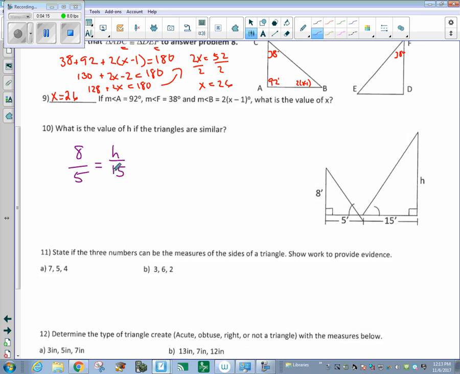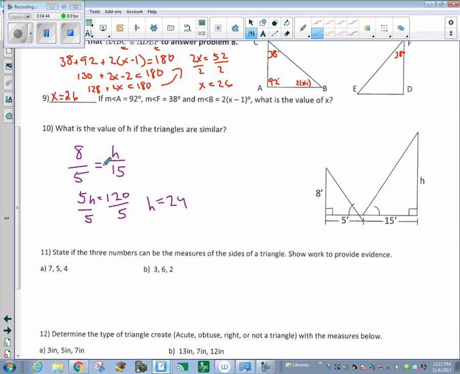Quick cross multiplication, I can cross multiply these and say 5h is equal to 8 times 15, and that gets me 120. And so then if I divide 120 by 5, that will tell me that h has to be 24. And that's what I'm looking for, the height of this.